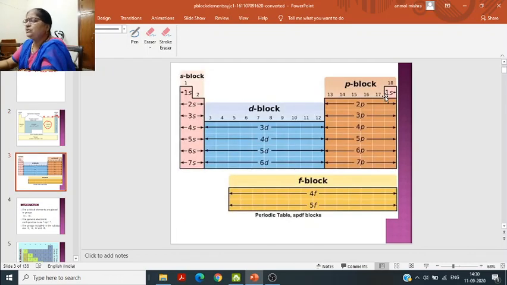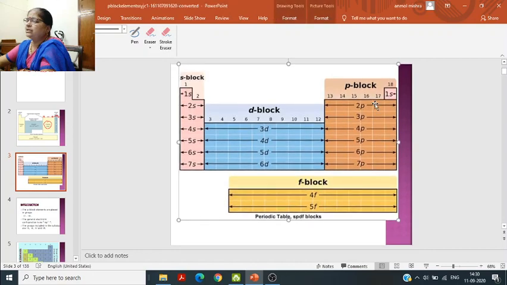Now slightly in detail, period wise. The first period does not contain any element in the P block. It starts from the second period, that is 2p. 2p means nitrogen family, the period in which nitrogen is present. 3p, that is third period. 4p, fourth period. 5p, fifth period. Likewise it goes on.